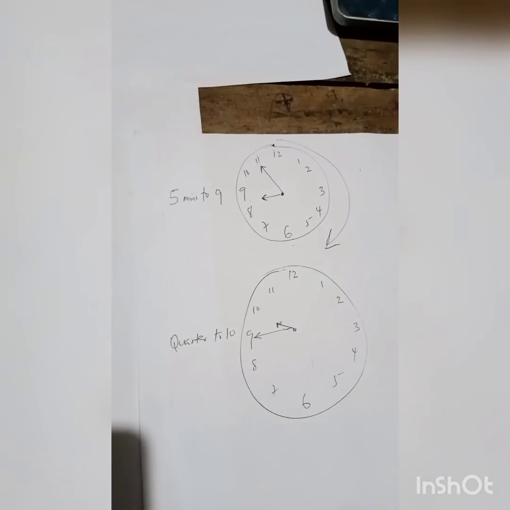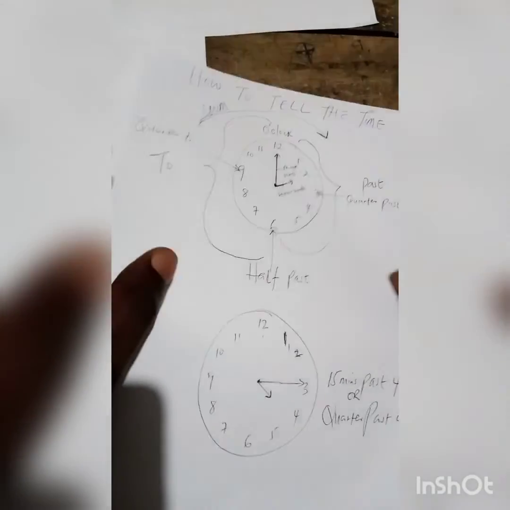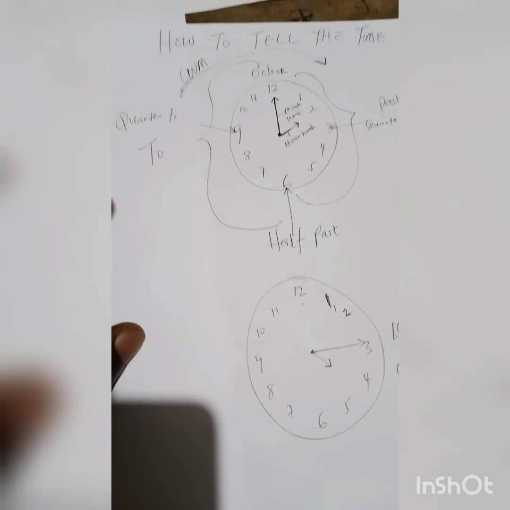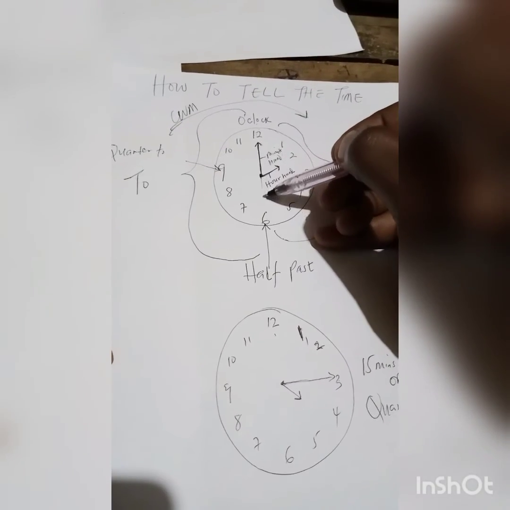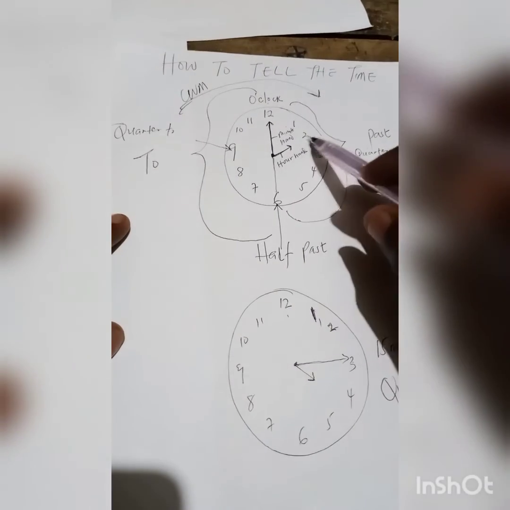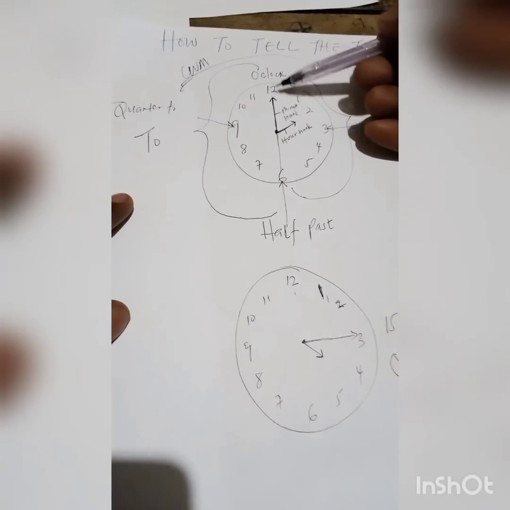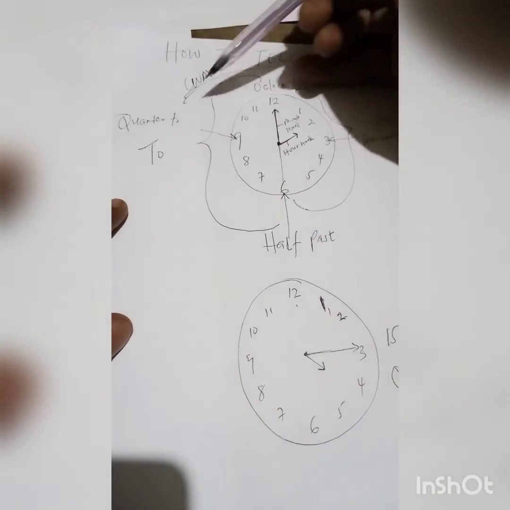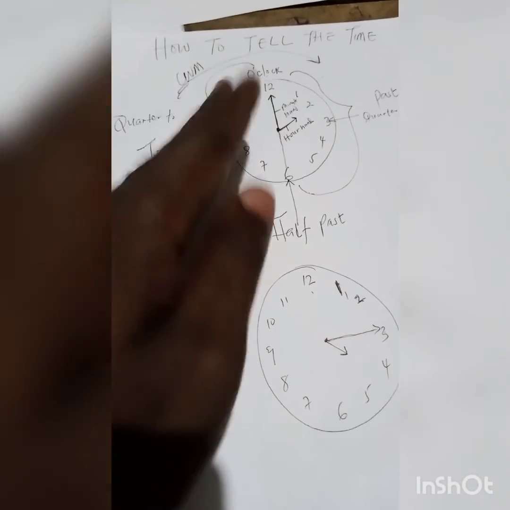So I believe with this, we are now conversant with how to tell simple time. To summarize, we said we have o'clock. The right half is called the past, and the left half is called the "to". Then when it is on 6, it's called half past. So imagine the long hand is here: you can say half past two. But if it is here, it's called 2 o'clock. When it is on this side, it's called past. If it's on 3, it is called quarter past. When it is here, it's called to. And if it's on 9, it's called quarter to. So that's how it works.